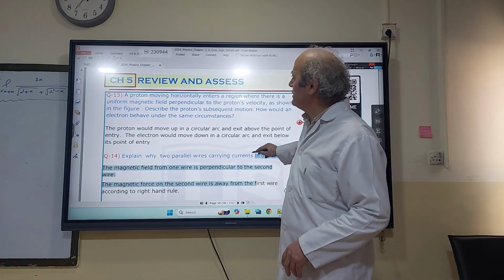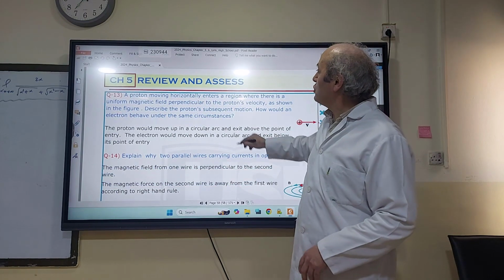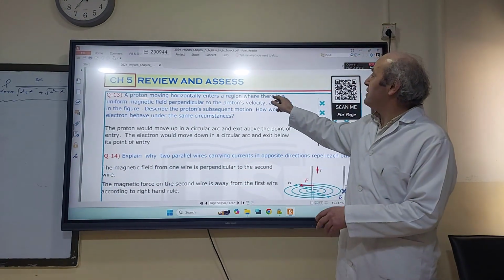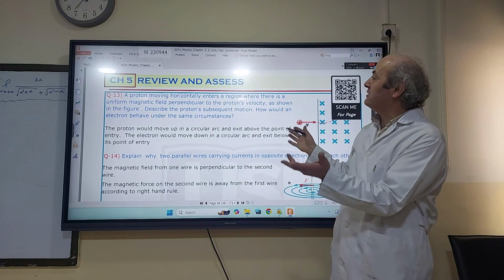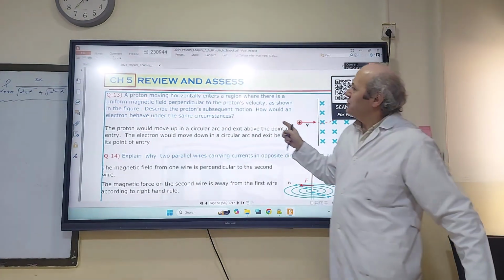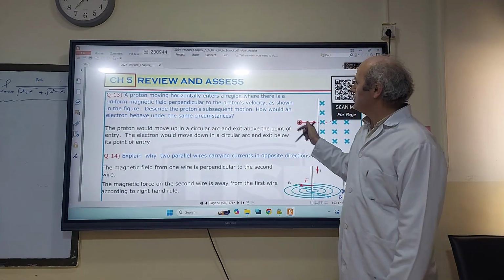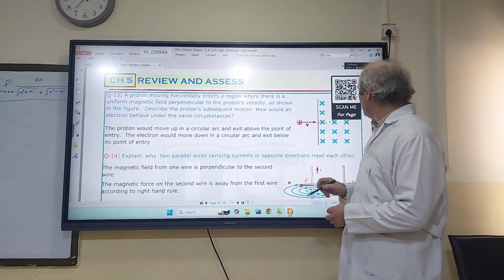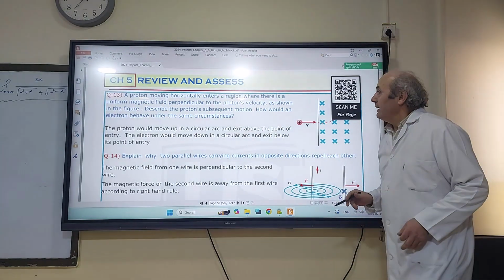And question number 13. A proton horizontally enters a region where there is a uniform magnetic field perpendicular to the proton's velocity, as shown in the figure. I think this is the last one. Describe the proton's subsequent motion. How would an electron behave under the same circumstances?